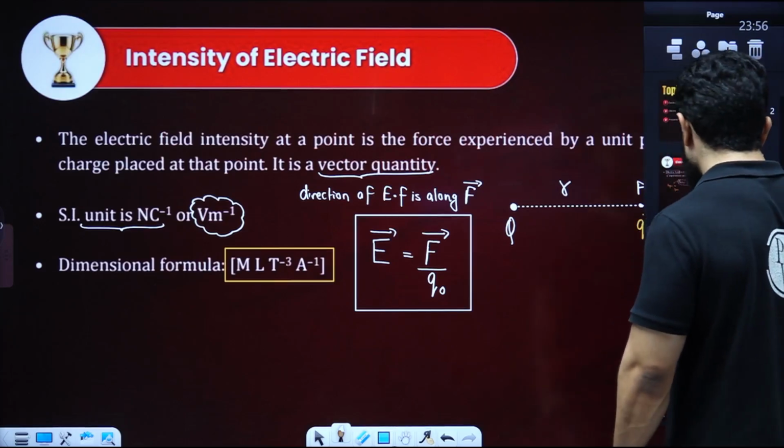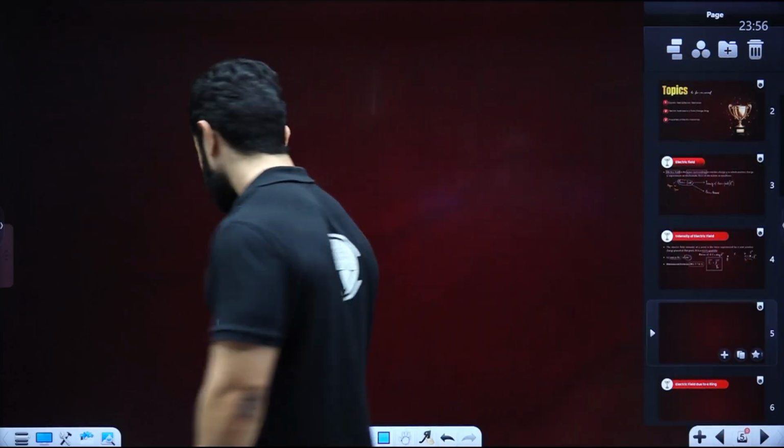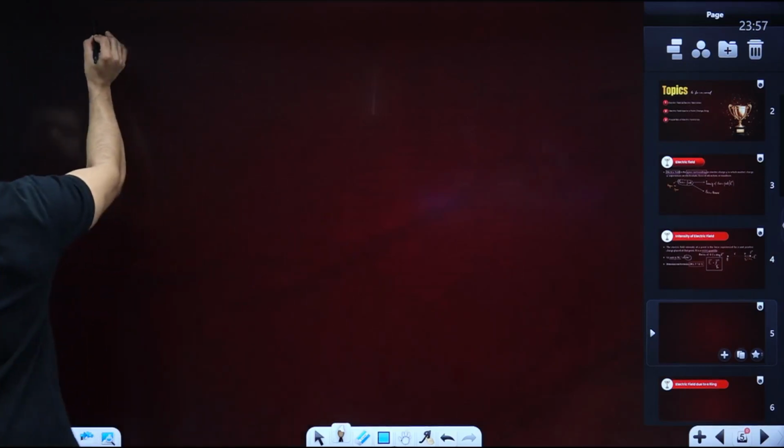Now let's begin. Let's talk about electric field due to a point charge. All right. So let's suppose we have got a point charge.